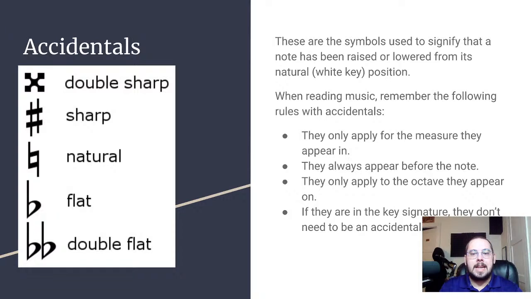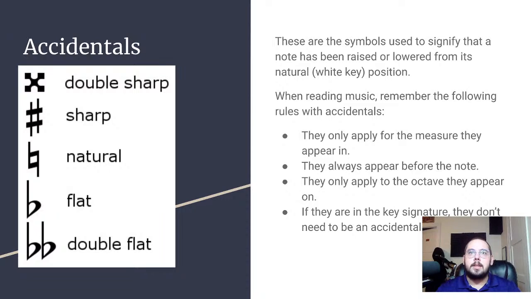A double sharp and double flat are the same thing, except it's a whole step, not a half step. So you'll see that sometimes in music. As you're reading music and you see these symbols, know that they only apply to that specific measure. They always appear before the note, and they only apply to that particular octave. So if you had D sharp and a D an octave lower, you would assume that lower D is D natural, unless there was a sharp in front of it.